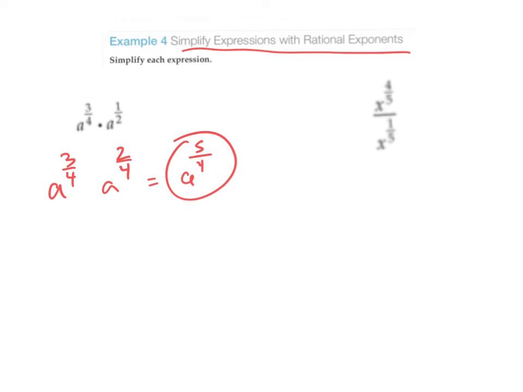Now division means I'm going to subtract. So this is a division. And so now I subtract exponents. Well, do I have the same denominator? And I do. So all I have to do then is subtract the numerators. So 4 minus 1 is 3. So x is going to be to the 3/5. And so it's just a matter of knowing your exponent rules and knowing your fraction rules and applying them to our rational exponents.